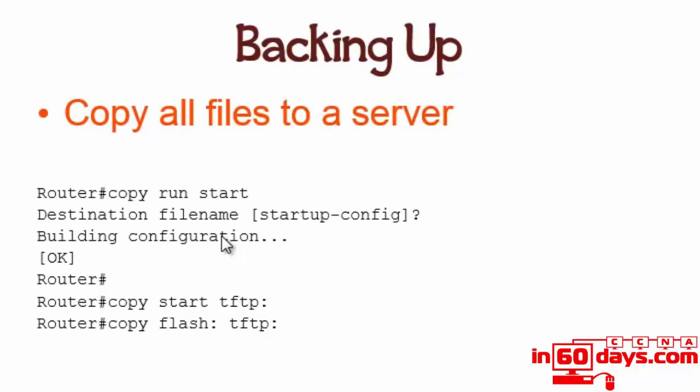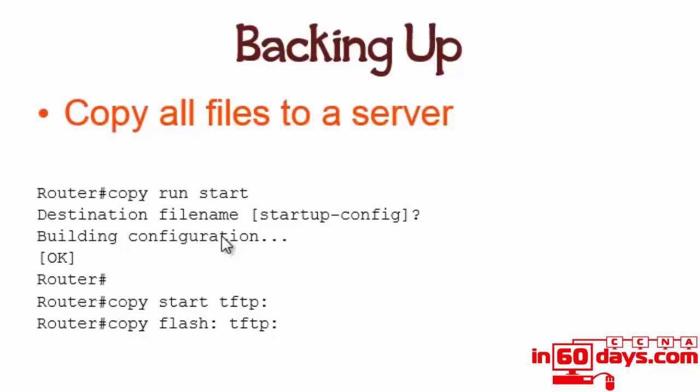Copy run start will copy your running configuration into the startup configuration. You can see in square brackets there, it's asking you, do you want it to be called startup-config? You should always leave it as default, because what some people do is they rename it, but when the router boots, it's actually looking for a file called startup-config, and if that isn't there, then it'll presume there's no configuration.